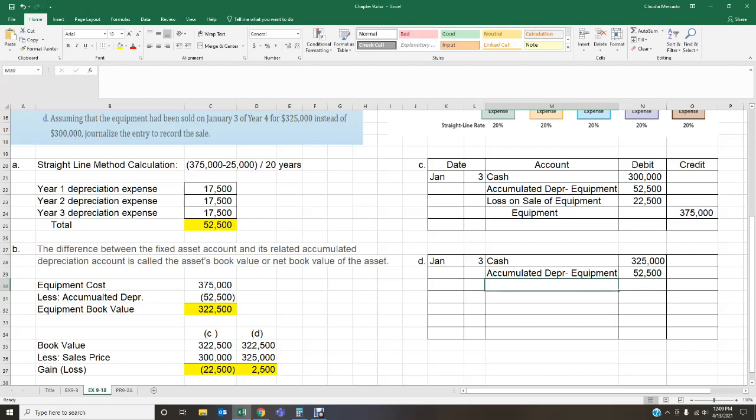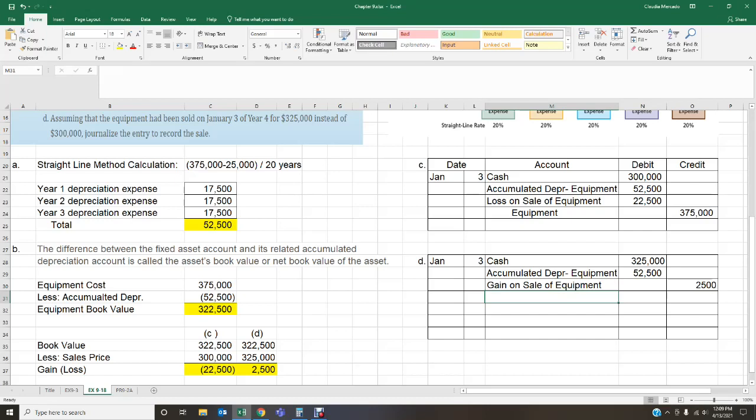Now be very careful. In scenario number D, we don't have a loss, we have a gain. Whenever you have a loss, you're going to debit the loss on sale of equipment account. When you have a gain, you have to credit the gain on sale of equipment account. So in this case, we have a gain on sale of equipment, and my gain is $2,500. Gains are recorded as a credit always. Losses as a debit, gains as a credit.